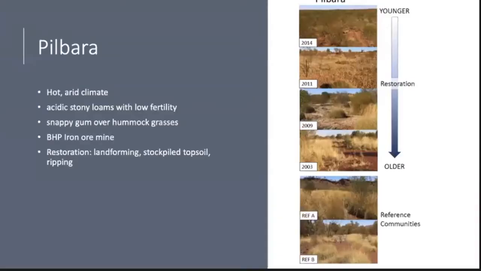So in the Pilbara, it has a very hot, arid climate with stony loams and low fertility. The reference sites have snappy gum over hummock grasses. In the restoration sites, you have a few more acacia bushes, but you generally also have those grasses popping up. The restoration was done by land forming using stockpiled topsoil on the top and ripping.